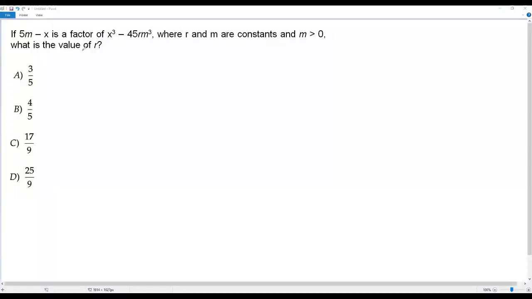Here we have a SAT math question. Okay, let's go to the information. If 5m − x is a factor of x³ − 45rm³, where r and m are constants and m is greater than 0, what is the value of r?